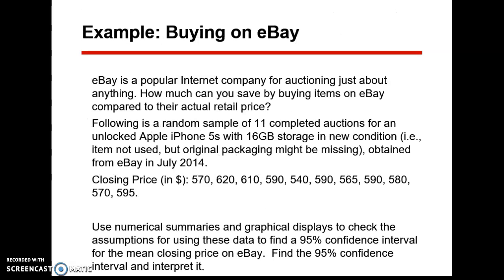So let's go through an example here. This is in your book as well, I believe. You notice there's 11 completed auctions. That means n equals 11, so degrees of freedom equals 10.